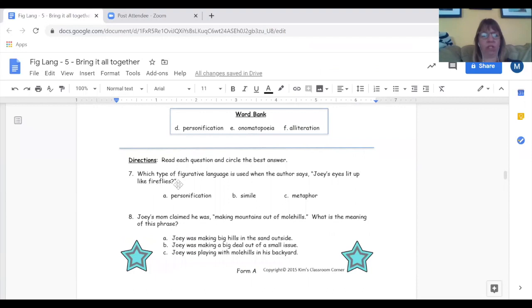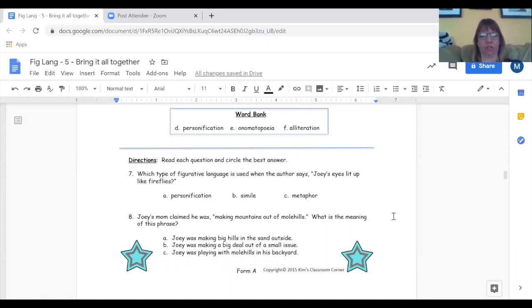Number 7, what type of figurative language is used when the author says, Joey's eyes lit up like fireflies? Is it personification, a simile, or a metaphor? My clue here is to look for clue words. Think about this for a second. What are the two clue words for a simile? Like or as. Does this sentence include like or as? It does. So the answer to number 7 is simile.